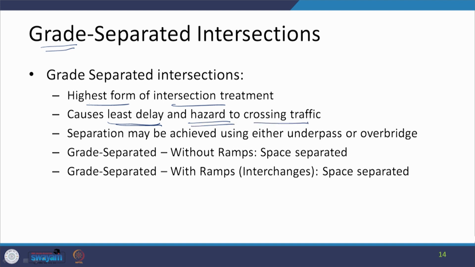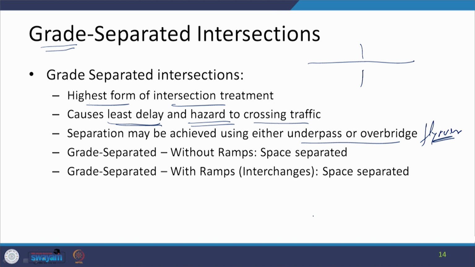Now, this separation which we are talking about here can happen in different forms. Say one road is going at this level and another road which is crossing is coming from the other direction, and that is going either from the bottom of it or from the top of it. Depending on that, there can be an underpass or there can be an overbridge, or what we can also see as flyovers can also be there. So, this can be the way that separations can be created.